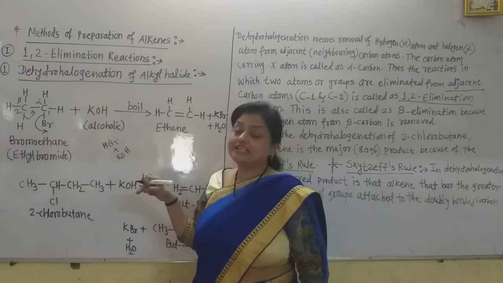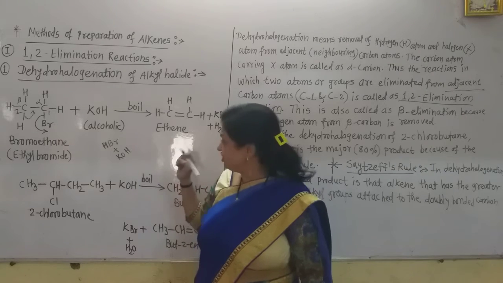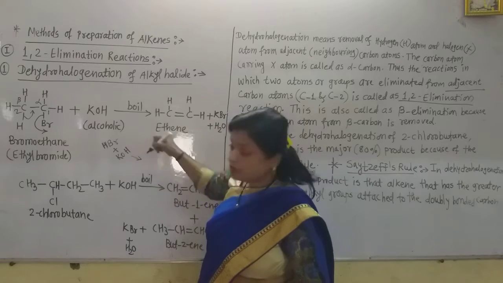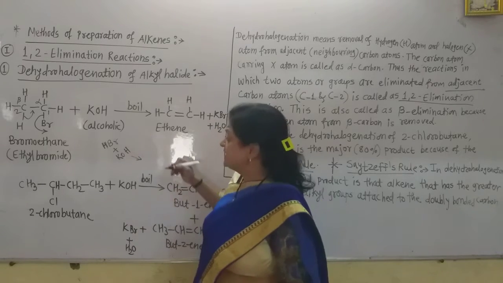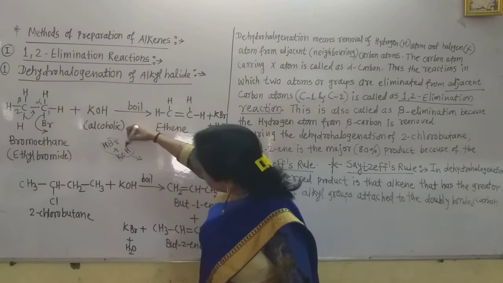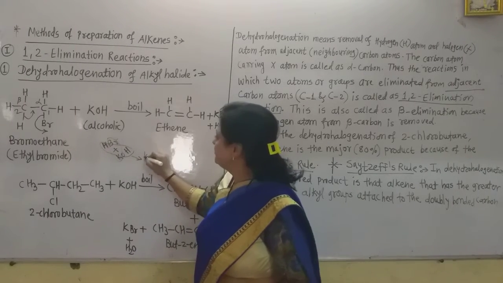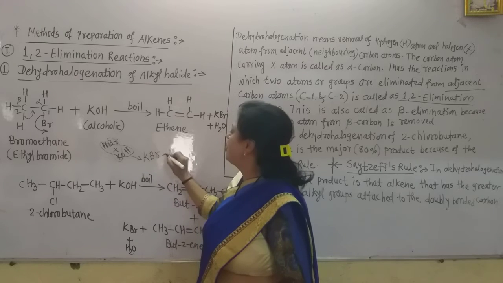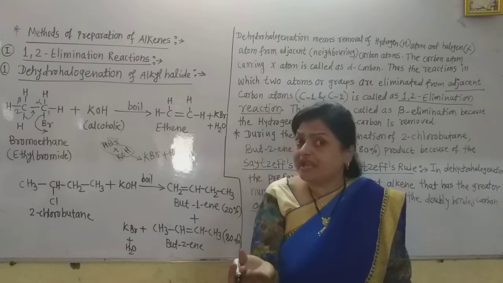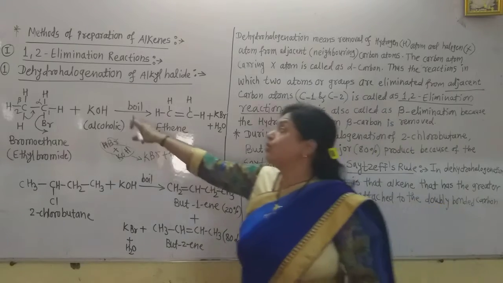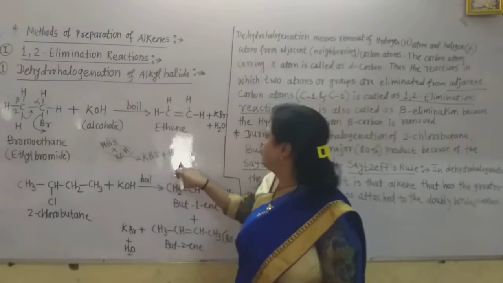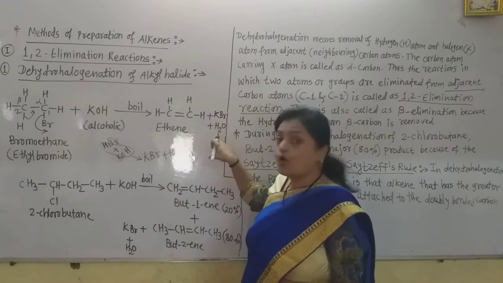In Marathi it is called Udasinikaran, neutralization. When acid and base react, there is formation of salt and water. Now which salt? KBr, and HOH forms the water. So there is formation of KBr and water. Though there is removal of HBr, HBr and KOH react together and form the byproducts KBr and water. See here, KBr and water is formed.